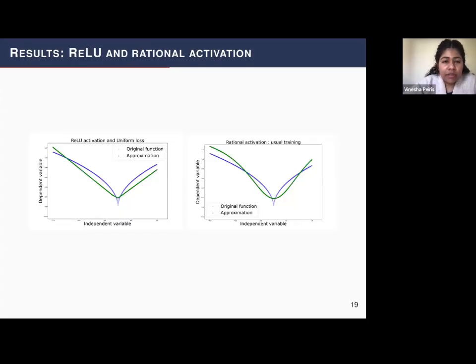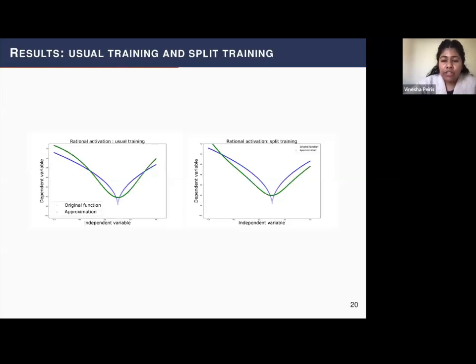Now, here is a comparison between two neural network approximations. The one on your left is the uniform approximation loss with ReLU activation. And on your right, we have rational activation with usual training, where we optimize all the parameters of the network in one go. So we call it usual training. As you can see, rational activation is a bit more flexible and it is finding a better approximation compared to the ReLU activation. But if you compare the usual training with the split training method, where we do the optimization in three steps, there is not much of a difference. And split training looks like it is not as flexible as usual training, right?